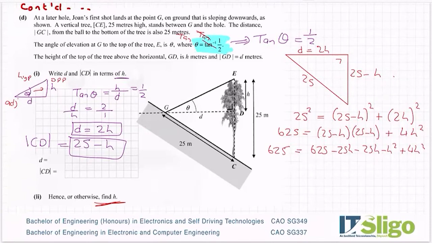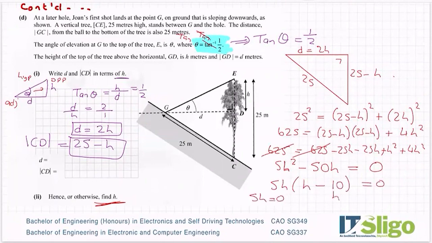Okay, let's bring everything to one side. So the 625s will cancel, and I'll end up with 5H squared minus 50H being equal to 0. My apologies, it should be a 5 because minus by minus is a plus. Let us factor out 5H. So 5H is equal to 0, or H minus 10 is equal to 0. H is equal to 0, or H is equal to 10. So H is equal to 10 meters is what I make out for that one.